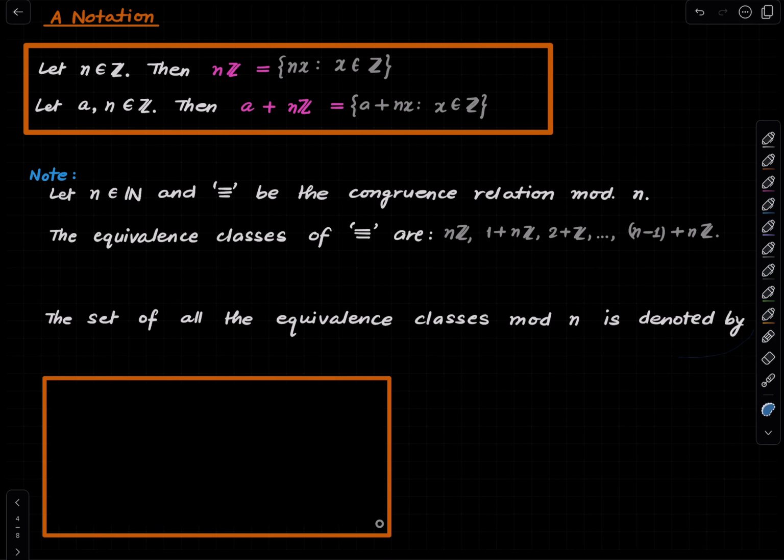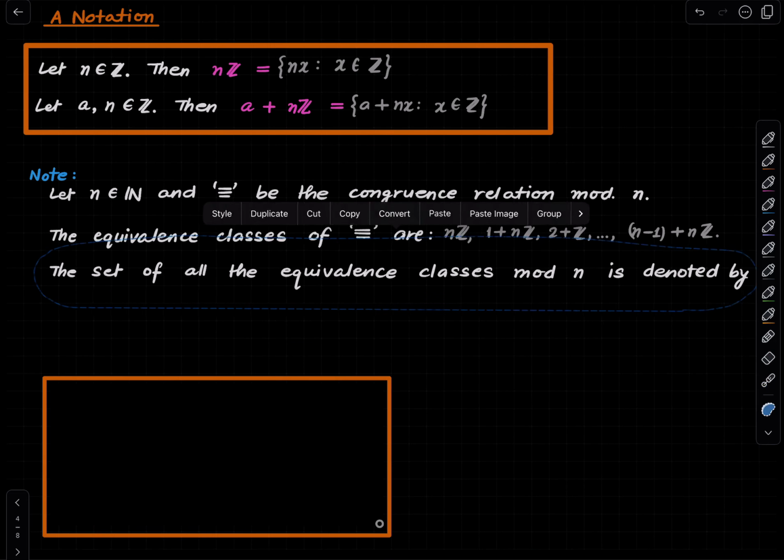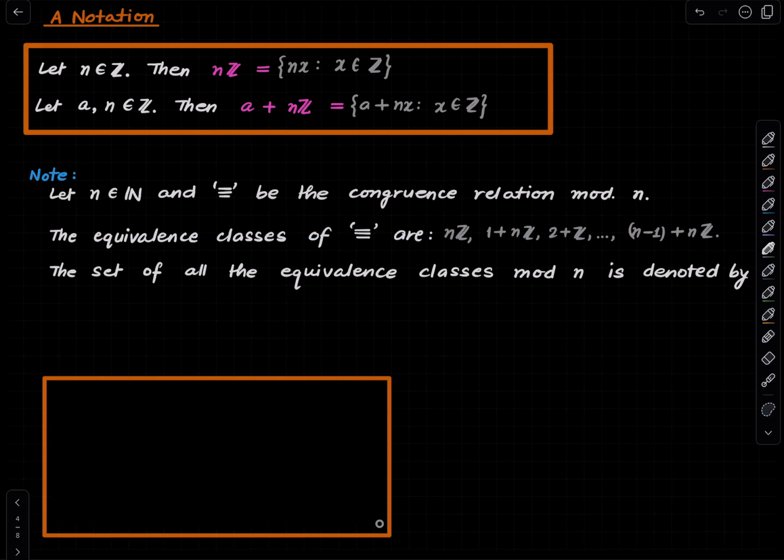Okay, and the set of all the equivalence classes is denoted by the funny notation, which requires a lot of comments, but for now, I'll just say that we write a Z, we put a slash, and then we write nZ. And we read it as Z mod nZ. That's how we pronounce it.